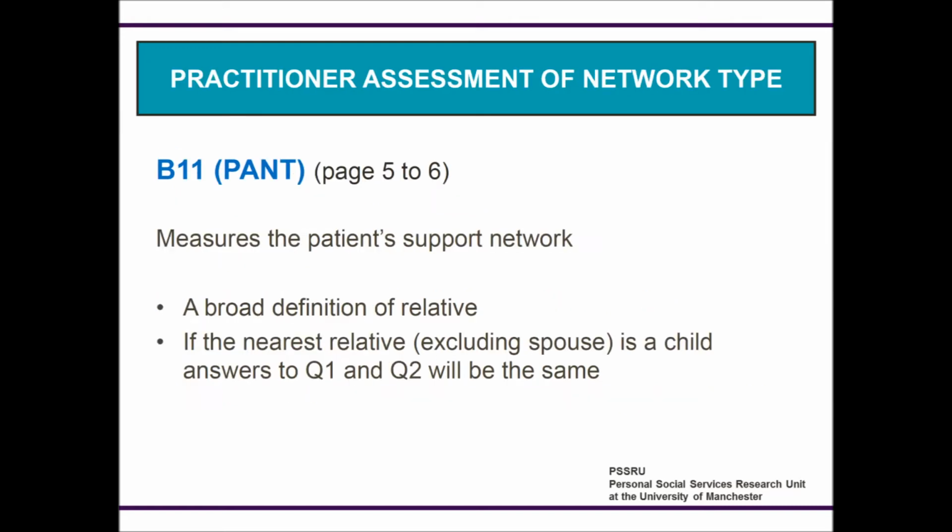Other relative includes siblings, grandchildren, nephews, nieces, cousins and so on, regardless of level of contact, and also include in-laws such as brother or sister-in-law, son or daughter-in-law. Note that in question 2, if you have any children, where does your nearest child live? If the nearest relative is also their child, question 2 will be the same answer as question 1. Please refer to your manual for the full instructions.